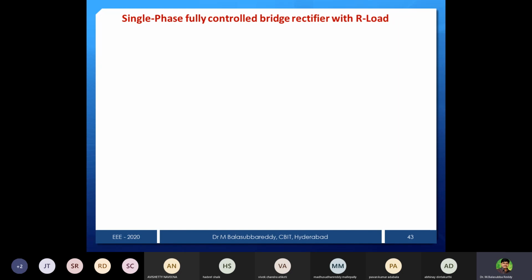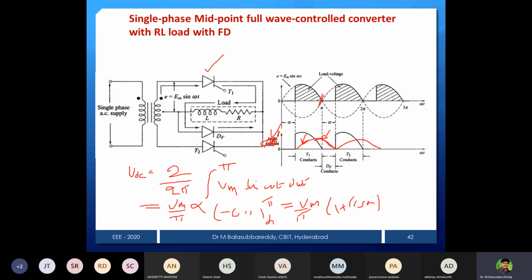So what is the difference between these two? In the midpoint converter, we require a transformer. This transformer is required, so that is an additional burden. We need to isolate the power circuit, so isolation is required. Here we can see that this transformer will give more losses. Also, a midpoint is required, so the secondary must have a midpoint. To overcome this drawback, we go with the bridge type converter.